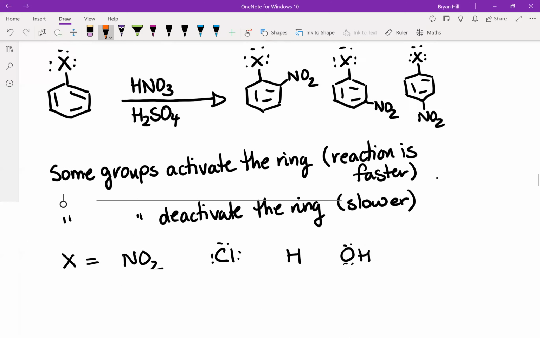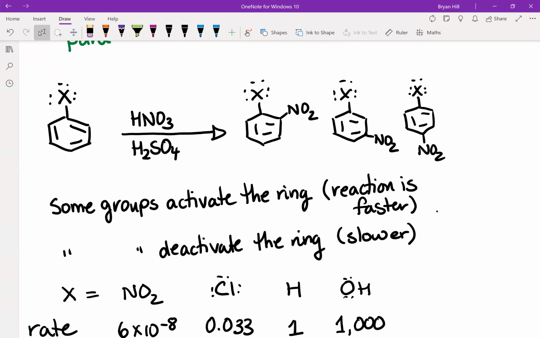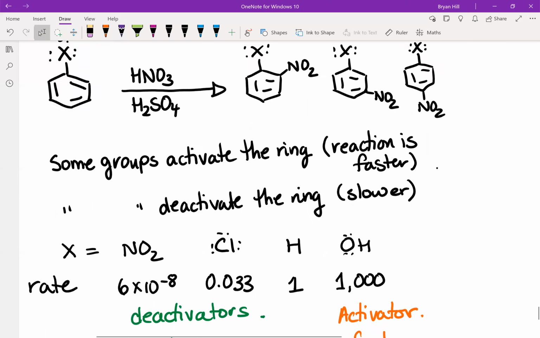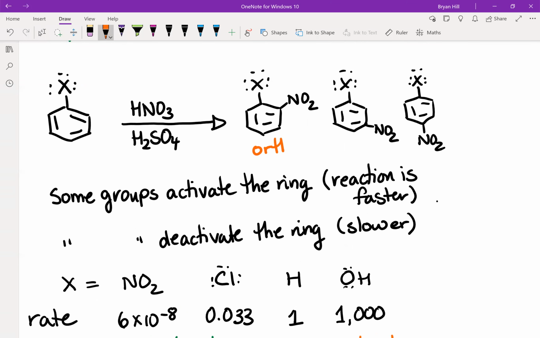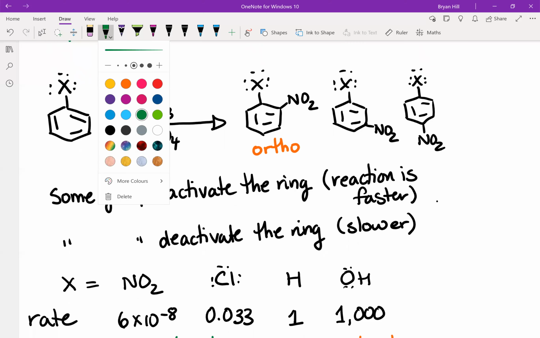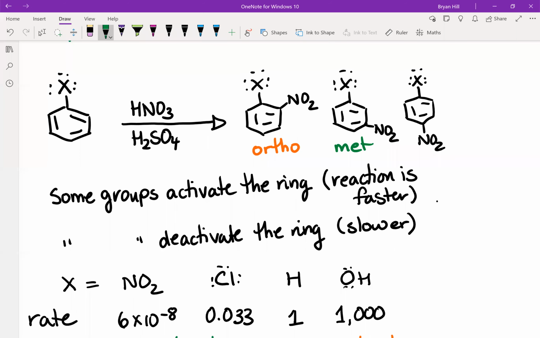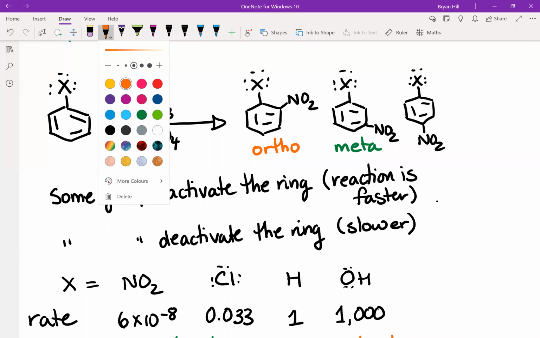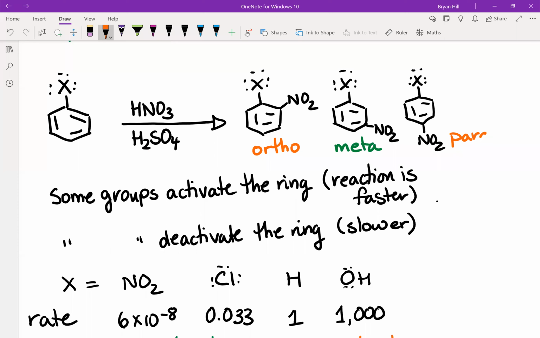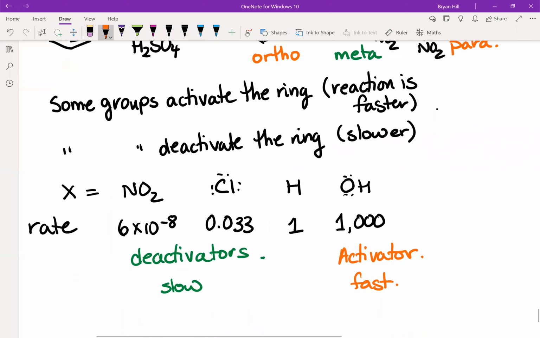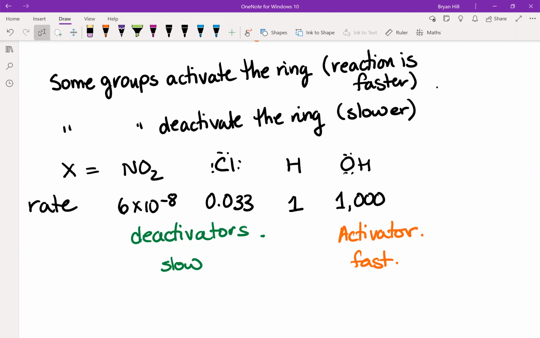Now, we haven't talked about the types of products that would form here. So this one here is an ortho. This one here is meta. And this one here is para. There's basically 3 different types of groups that we can put on the ring here. I've broadly classified these so far as deactivators and activators, but there's technically 3, and we're going to see how this works in a second.